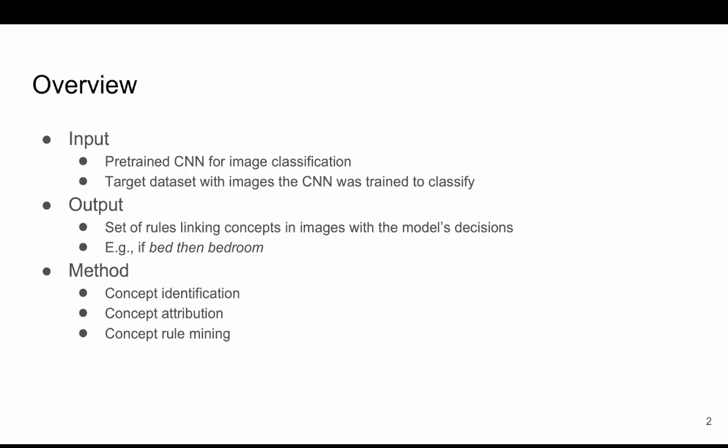As output, POEM produces a set of rules linking concepts that exist in images with the model's decisions. For example, POEM might produce a rule that says if bed, then bedroom. This means that if an image contains a bed and the model paid attention to that area of the image during inference, then the model classifies the image as a bedroom.